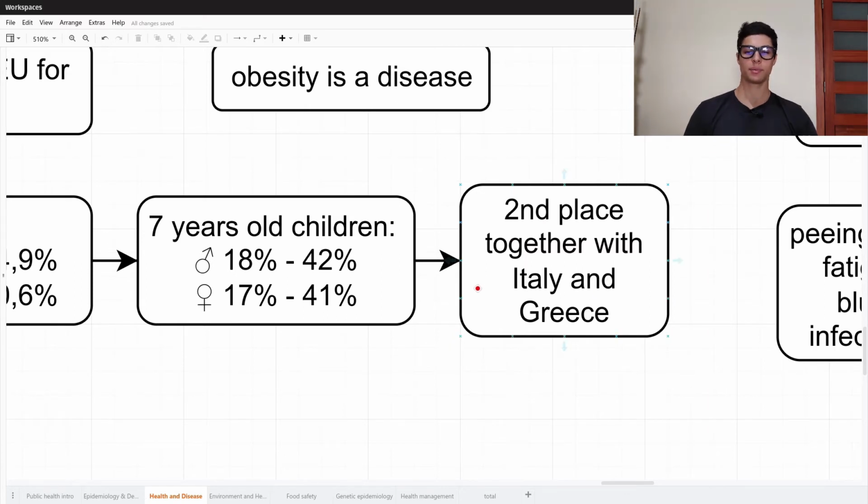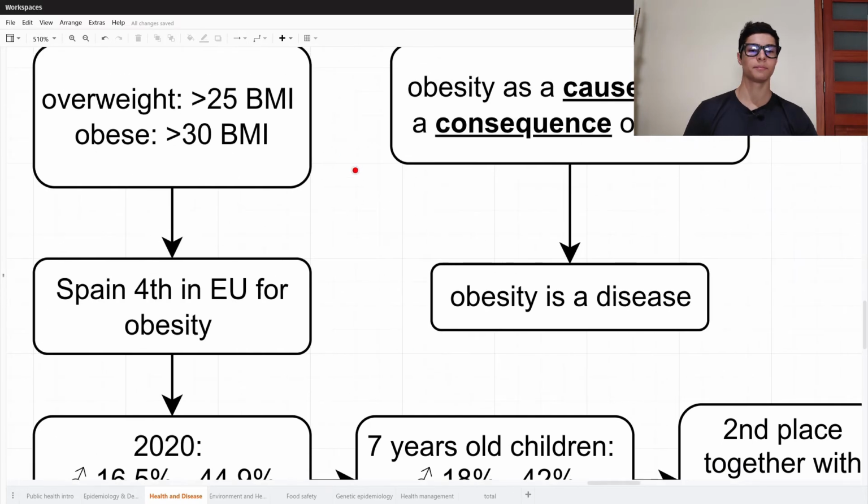I want to make a little parenthesis here because I think it's interesting to see that Italy, Greece and Spain are all from the Mediterranean. So is this having something in common with the diet? I don't know, I will leave it there.